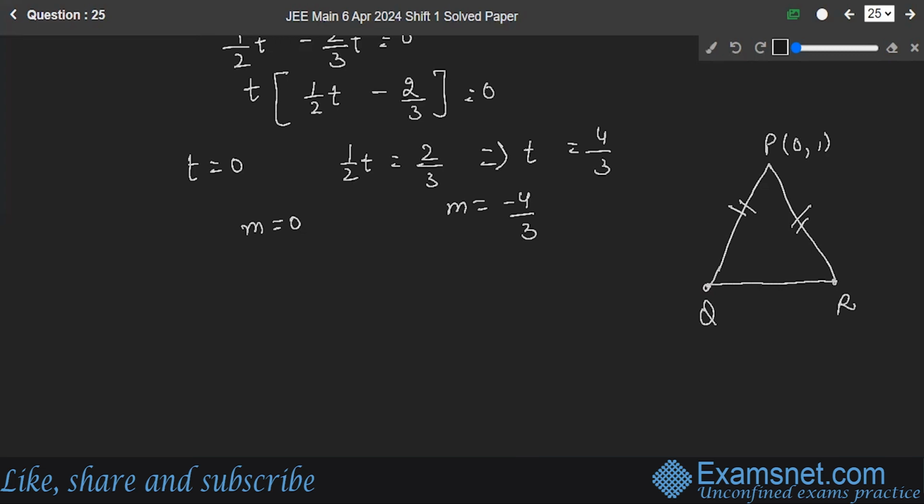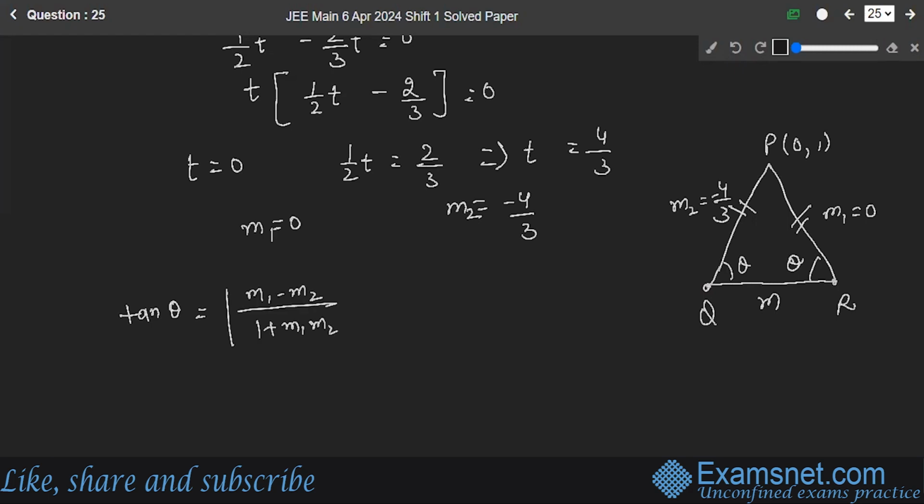So if you are having m as the slope of QR, then we already had this was m1 and m2. We already have got the values for m1 and m2. This is the angle theta, which is same for angle Q and angle R because this is an isosceles triangle. So let's say this is m1, which is equal to 0, and let's say this is m2, which is minus 4 by 3. Okay, now you know that tangent of angle between them, that is tangent of theta, is given by m1 minus m2 upon 1 plus m1 into m2.